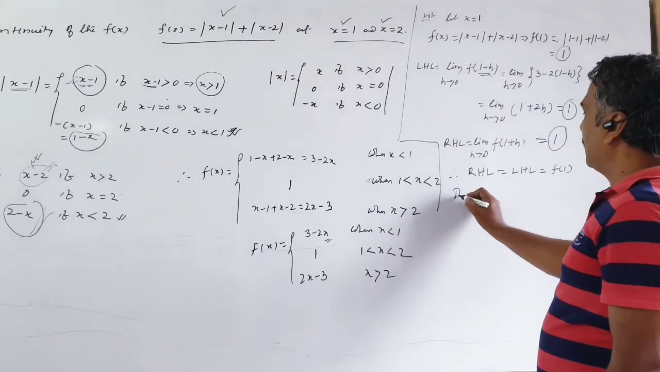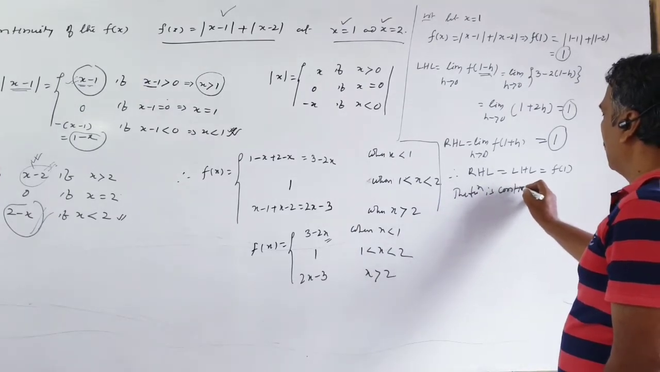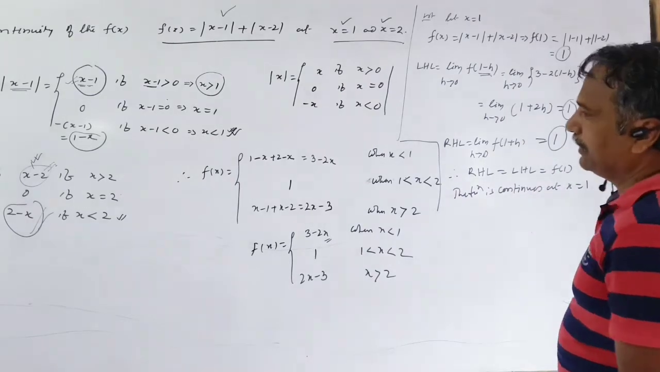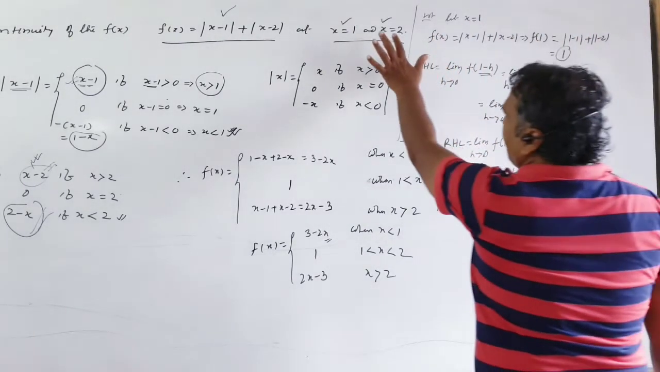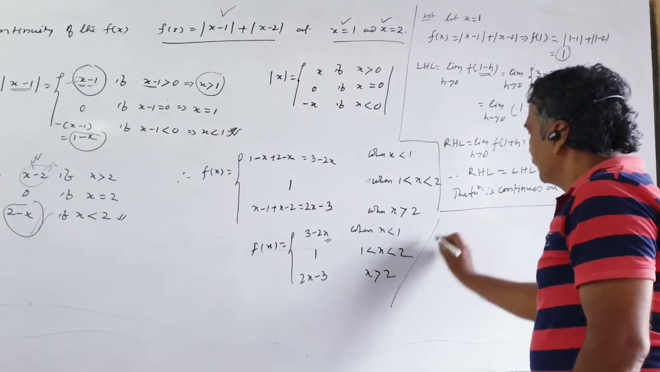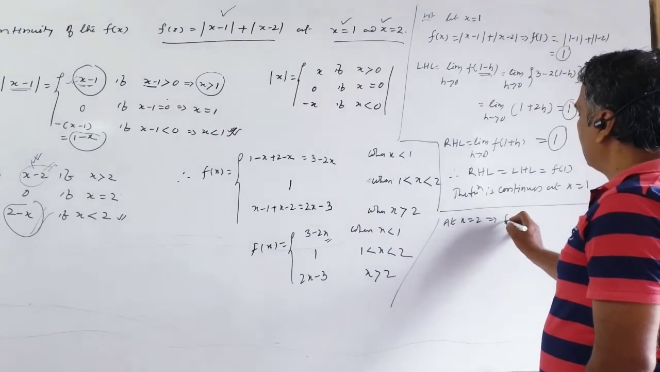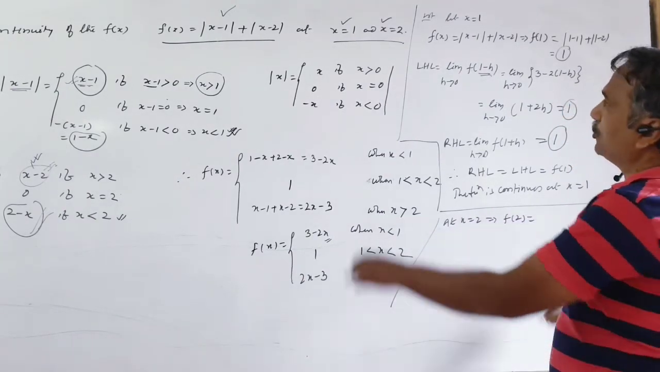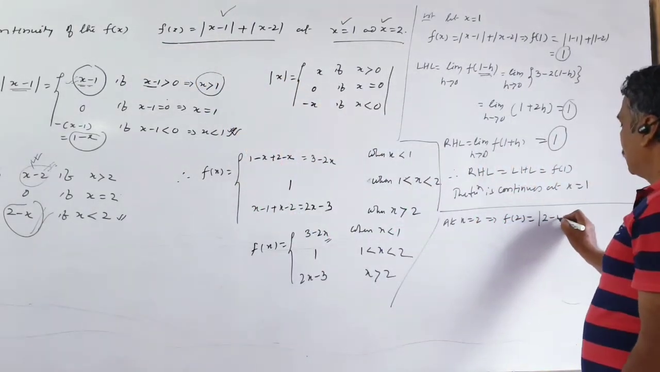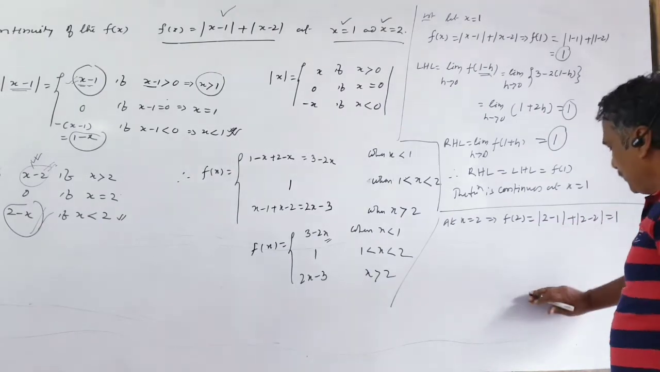So the function is continuous at x equal to 1. Now second case, when x equal to 2. Now next one is at x equal to 2. What is the f of 2? Now substitute f of x, f of 2. So 2 minus 1 plus 2 minus 2 equal to 1.